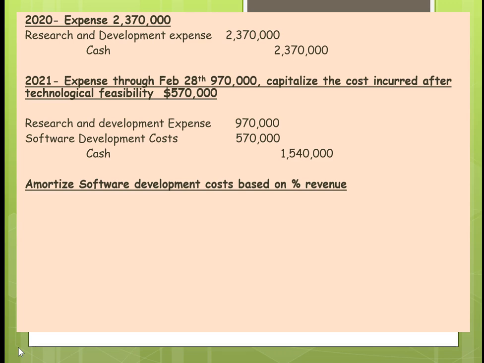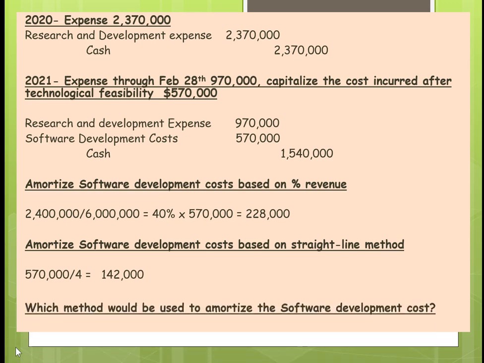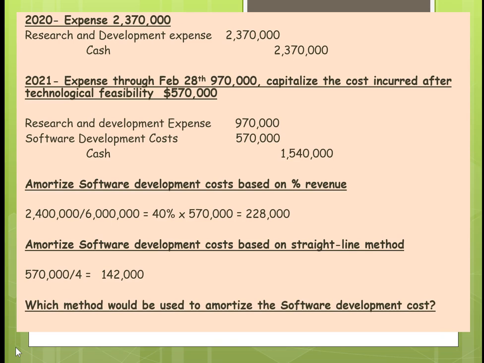The first method is based on percentage of revenue. So what we would do is take the $2.4 million that was earned out of the estimated $6 million, which tells us 40% of the revenue has been realized, times the amount we capitalized, which means we'd be able to expense $228,000 in 2021. Now, if we use the straight line method, what we would do is just take the $570,000 divided by 4 years. Which method do we use? We'd probably use the one that gives us the highest number, which would be the percentage of revenue. So that's how you do that one.